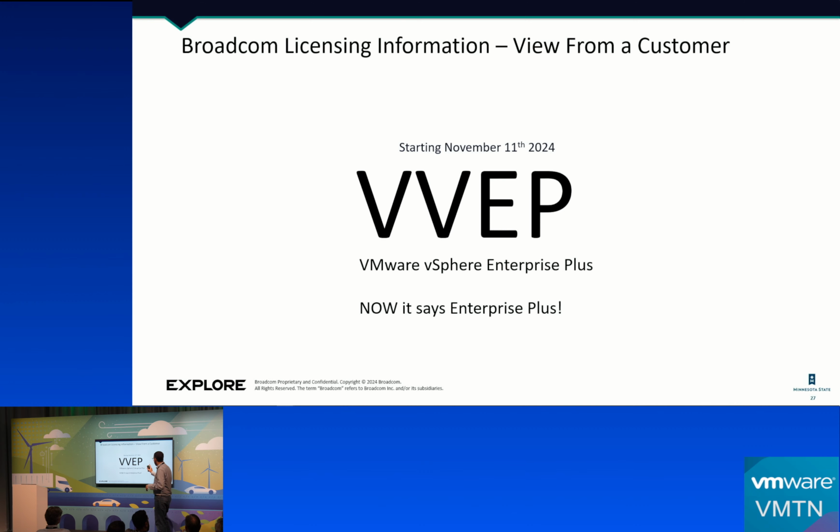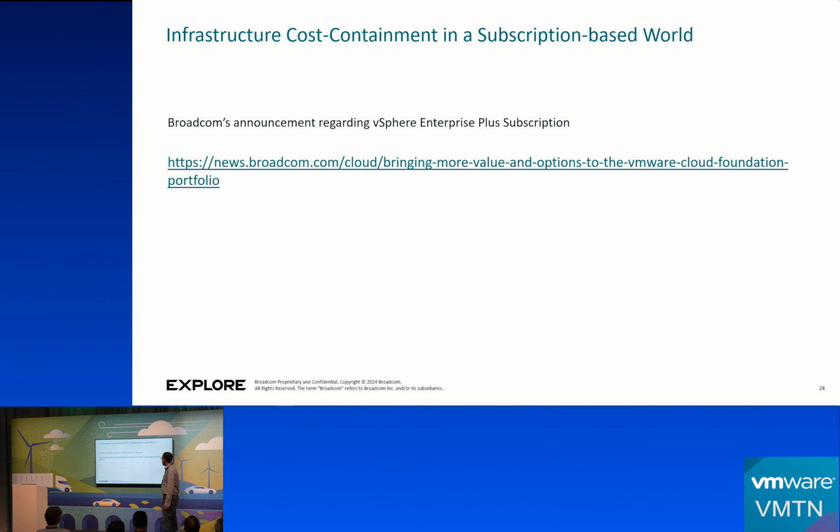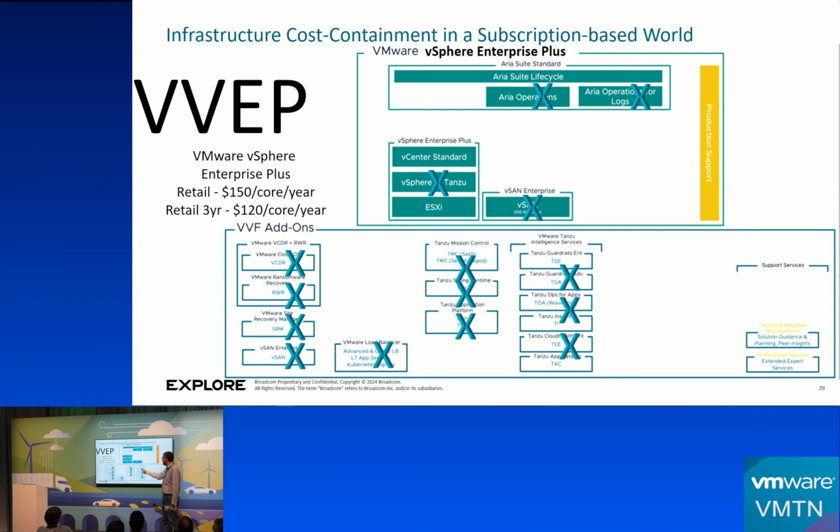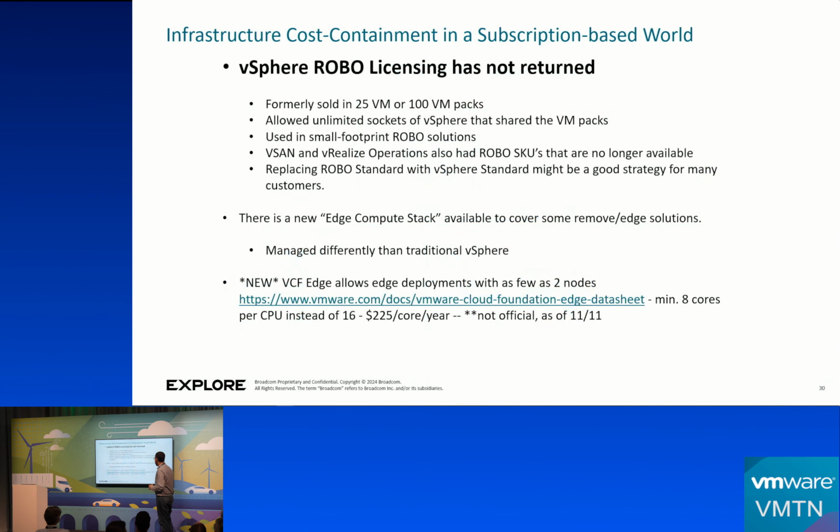And it's being replaced with, now it says, Enterprise Plus. There is a link to the announcement here about the vSphere Enterprise Plus subscription, and that tells a little more about this product. Enterprise Plus does not include any of the Aria suites, and does not include vSAN. It does include the Enterprise Plus level of ESXi, so it has distributed switches, your DRS, everything that a plain old vSphere Enterprise Plus customer is used to. So that is coming back. The price point is $150 per core per year, or $120 per core per year for a 3-year deal. And that's retail. But I have heard that there is no room for negotiation in Enterprise Plus. Retail is what you're going to get.